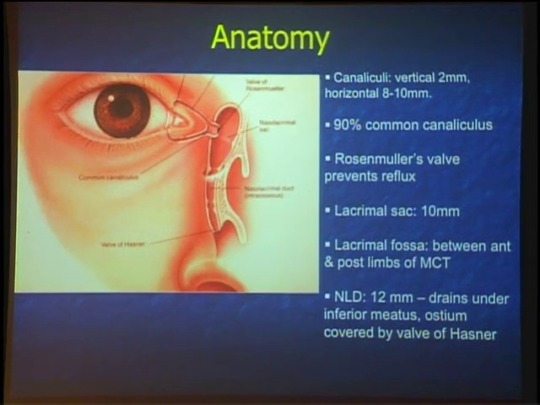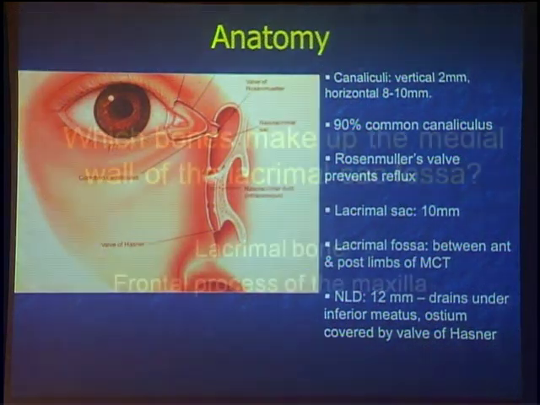The lacrimal sac dumps into the nasolacrimal duct, which is 12 millimeters, and then it drains under the inferior meatus of the nose. Here, the valve of Hasner. Okay, that's where that final drainage point underneath the inferior meatus is covered by the valve of Hasner.